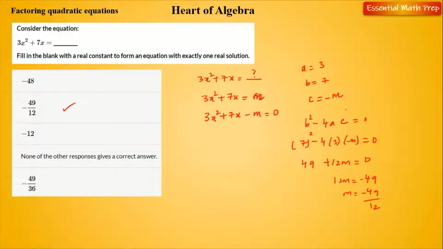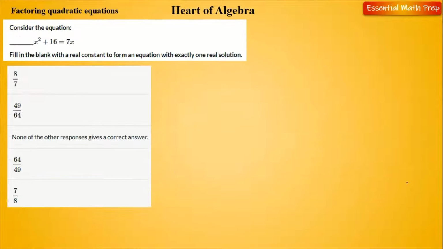So the key here is you have to first assume a value and then equate the discriminant equal to 0 and then solve for whatever the unknown value is, and that's it. All right, let's do one more problem on this concept. So here, again, we have x squared plus 16 equals 7x. We don't know what this coefficient is. Let's again assume it to be mx squared plus 16 equals 7x. We can rewrite it as mx squared minus 7x plus 16 equals 0.